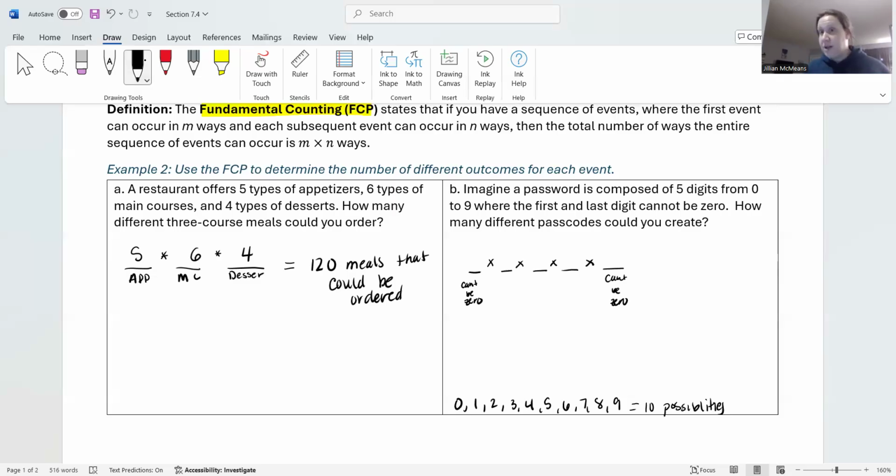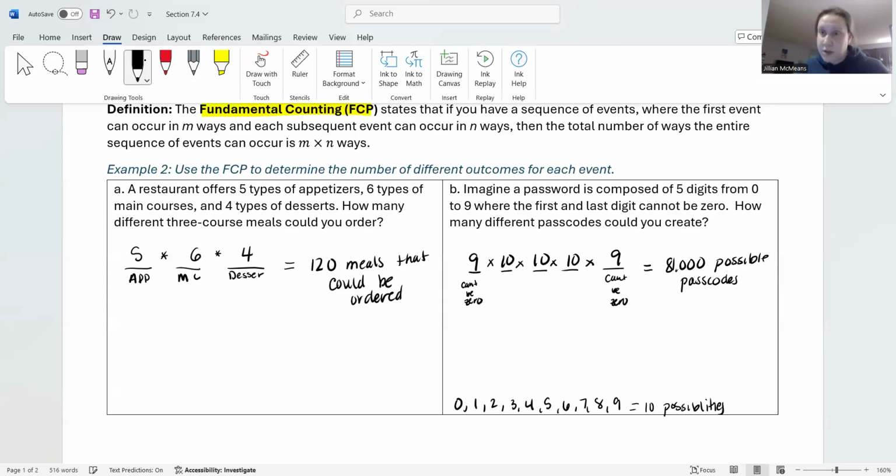Well, for the first digit, it can be anything but 0. So that gives me 9 possibilities. So it could be the digits 1 through 9. Okay, the middle 3 digits in our passcode, there's no limitation. So there's 10 possibilities for these. And then my last digit in the passcode, again, can't be 0. So that leaves me only 9 possibilities instead of 10. So we can multiply this out and we get 9 times 10 times 10 times 10 times 9. So we get 81,000 possible passcodes.